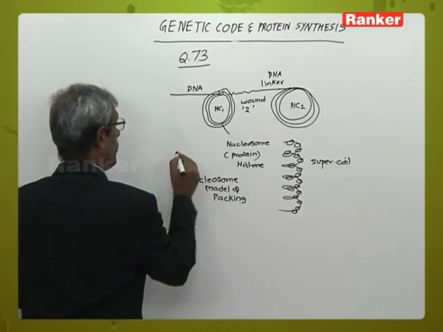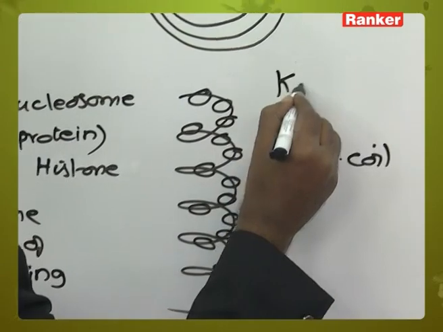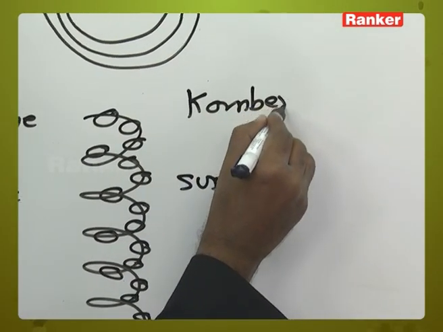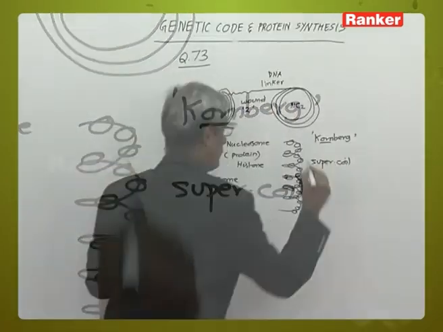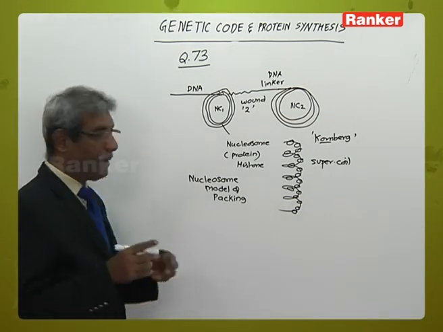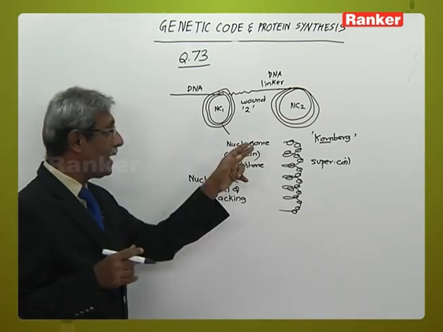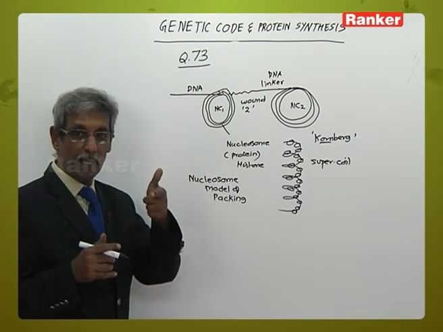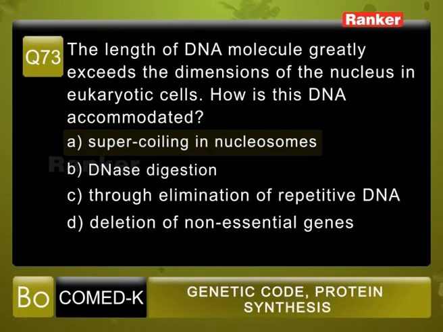Which has been studied by Korenberg. The answer primarily, so you accommodate the entire length of the DNA by supercoiling in nucleosomes. The choice answer is A.